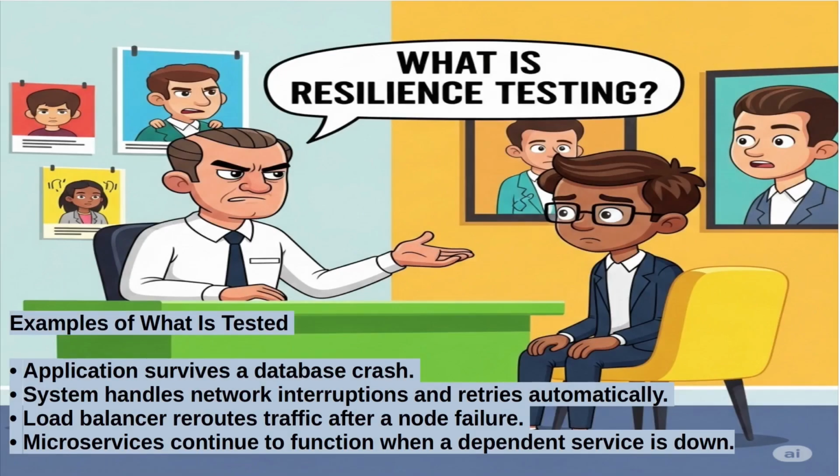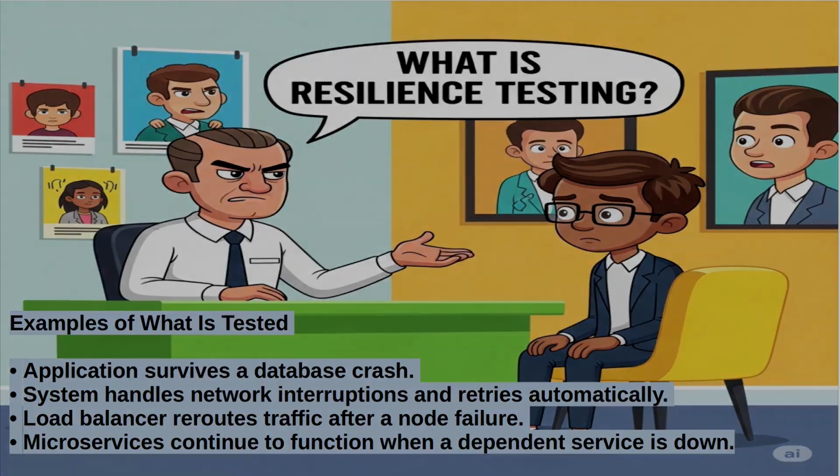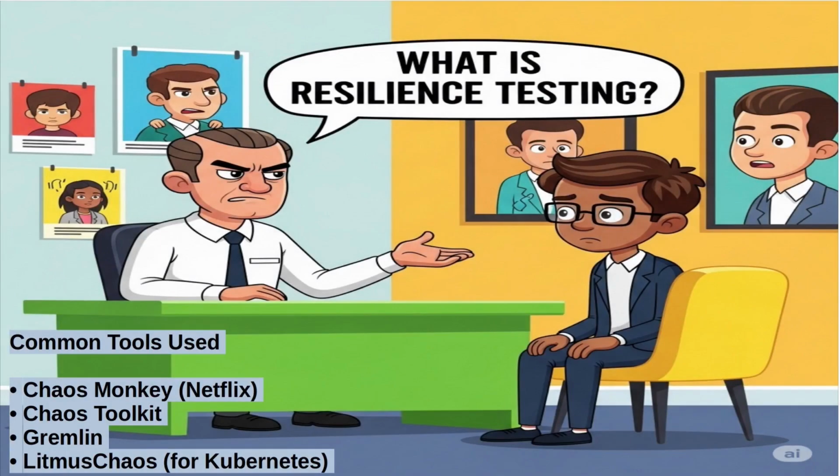Examples of what is tested: application recovered from a database crash. System handles network interruptions and retries automatically. Load balancer reroutes traffic after a node failure. Microservices continue to function when a dependent service is down. Common tools used: Chaos Monkey from Netflix, Chaos Toolkit, Gremlin, Litmus Chaos for Kubernetes.